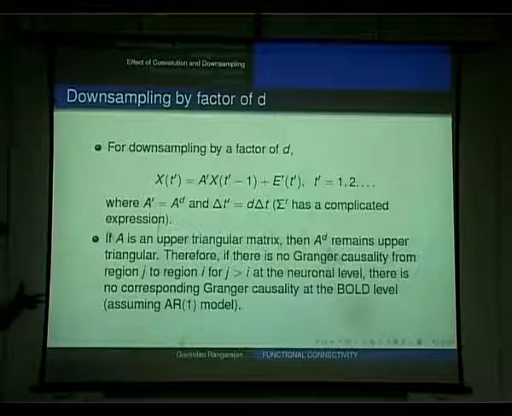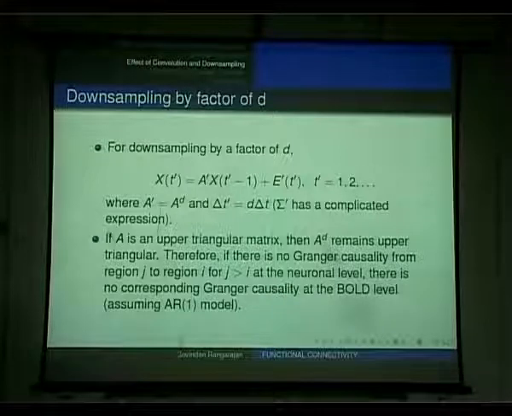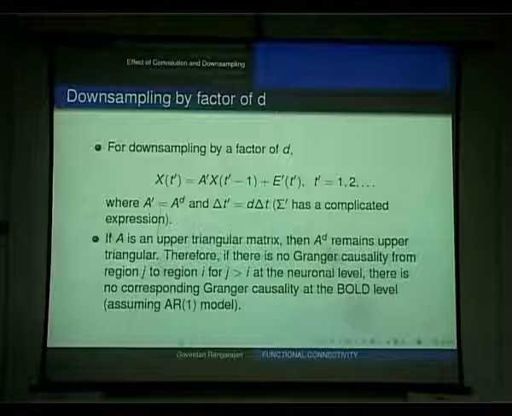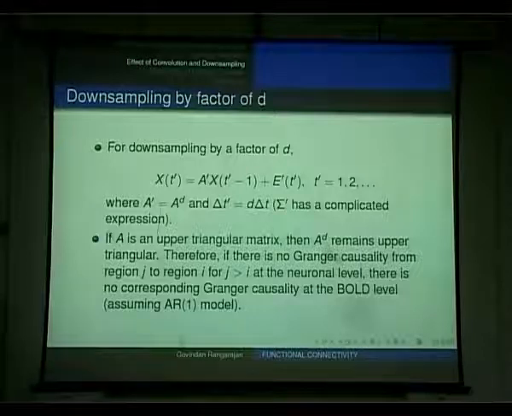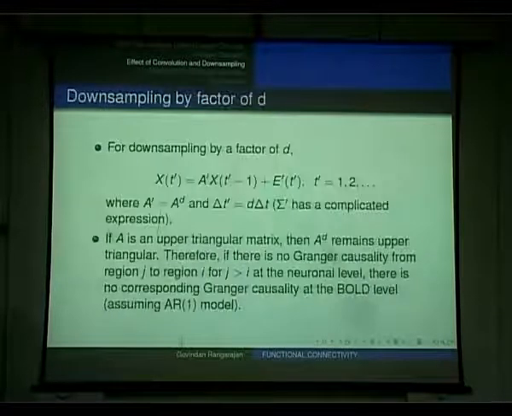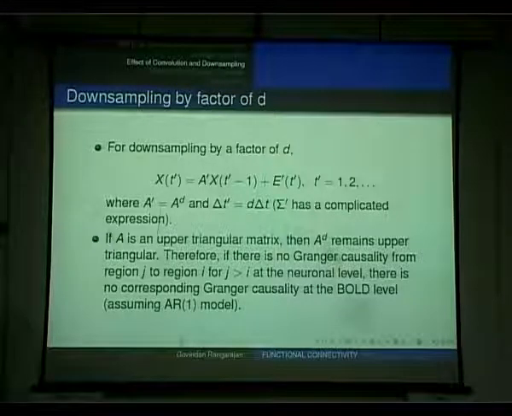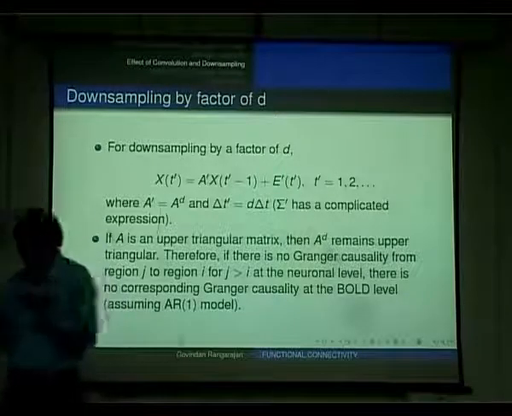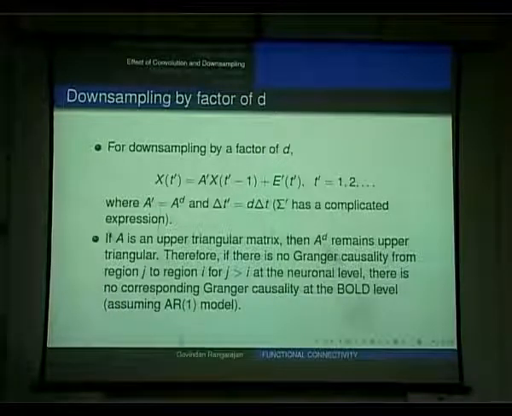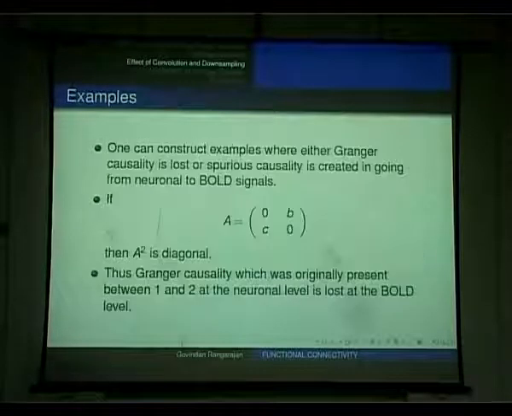Now, if A is an upper triangular matrix, where you have no entries in the bottom triangle of the matrix, then A to the power d, if you keep on taking powers of A, still remains an upper triangular matrix. So if you have no Granger causality from region J to region I, for J greater than I at the neuronal level, there will be no corresponding Granger causality at the BOLD level. That is, no spurious Granger causality effects are introduced at the fMRI level by this downsampling. But then it's more complicated.